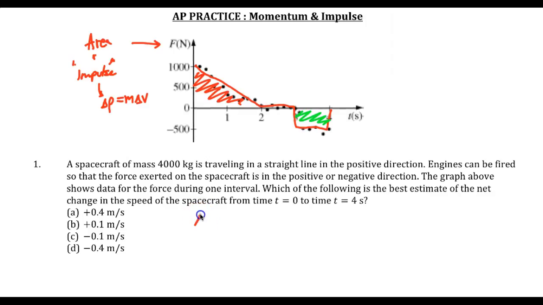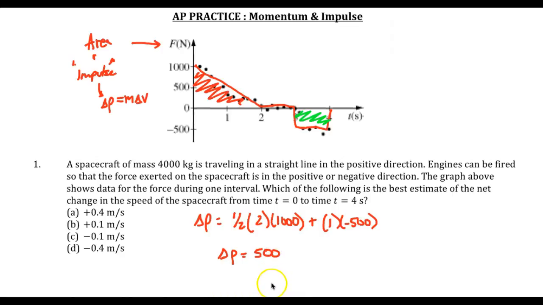So let's find that change in momentum. The change in momentum is 1/2 of the base, which is 2, times the height, which is 1,000, plus 0, plus the base, which is 1, times the height, which is -500. And so when I get there, I get a change in momentum equal to 1,000 minus 500, which is 500.